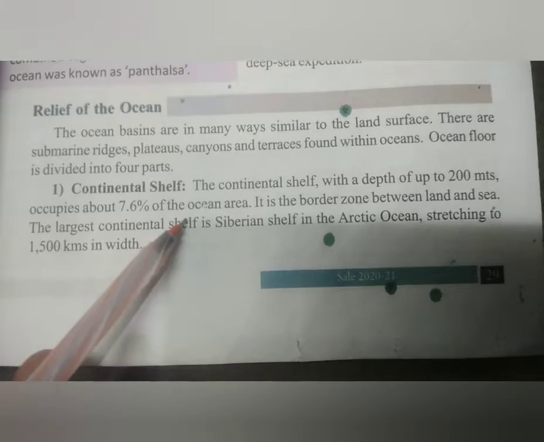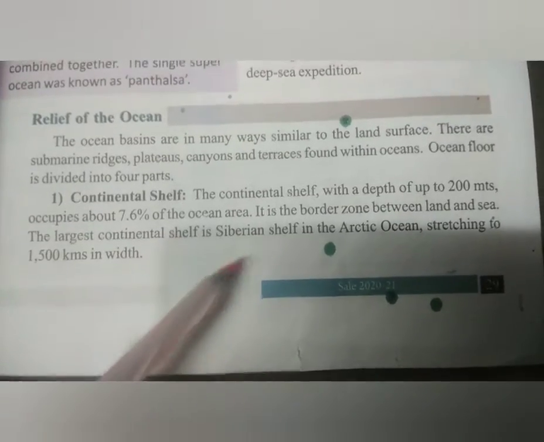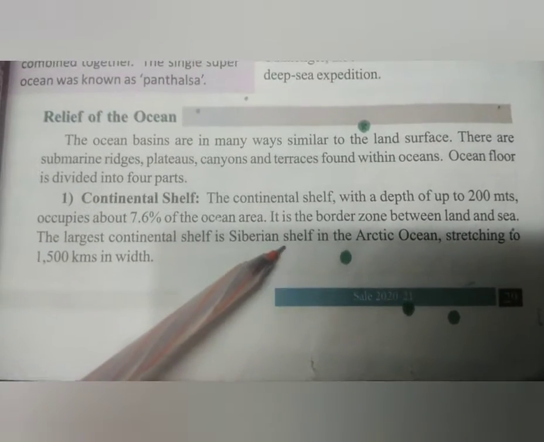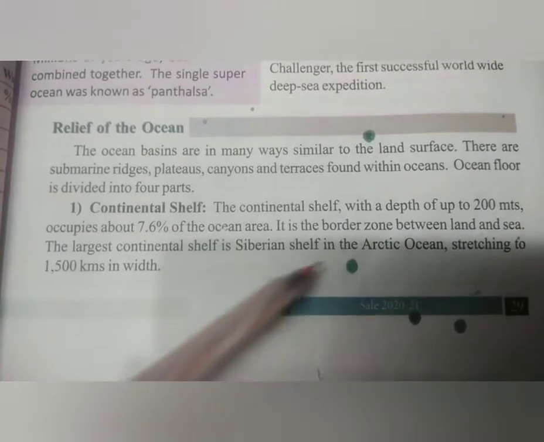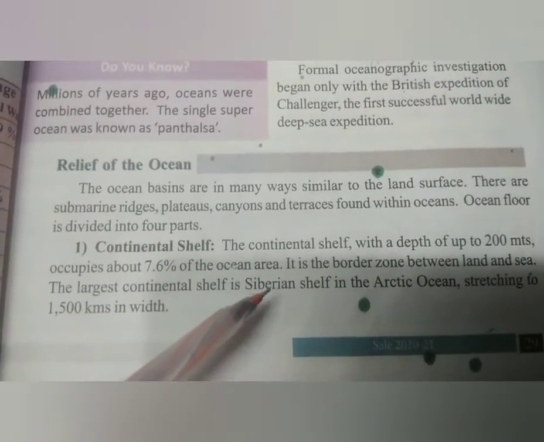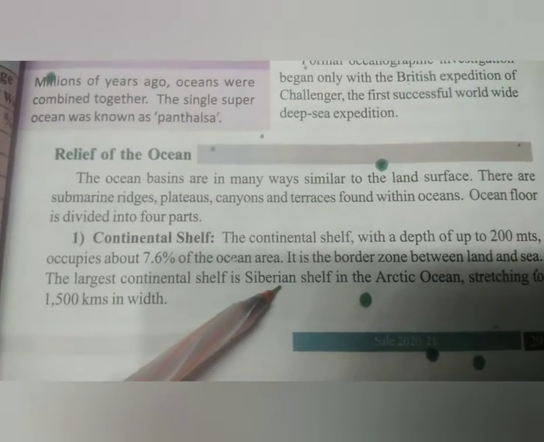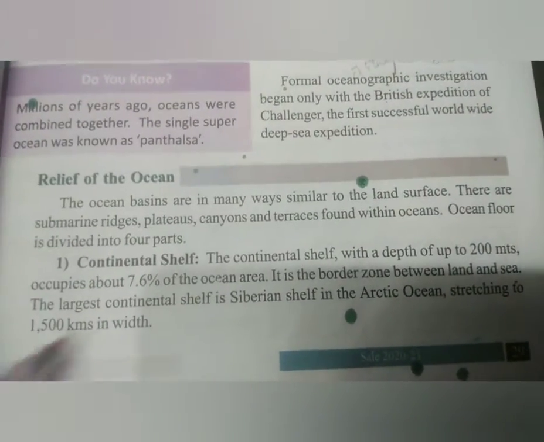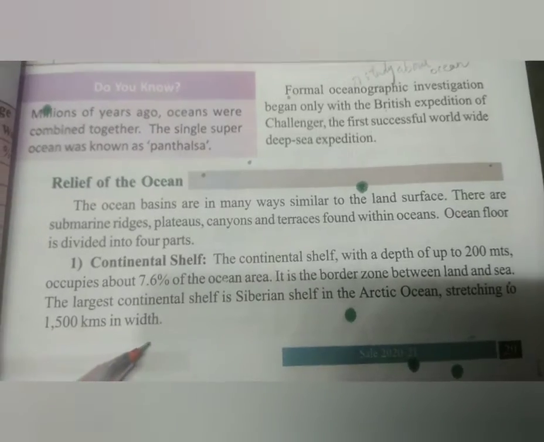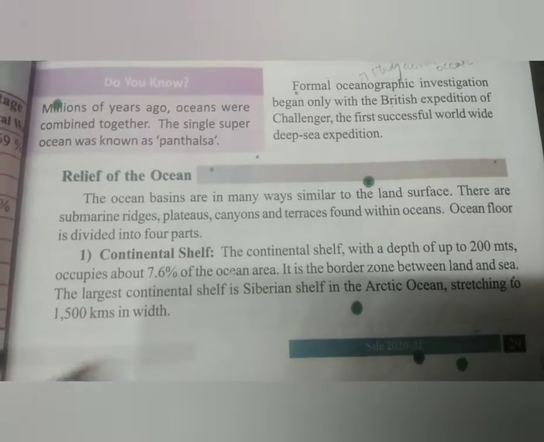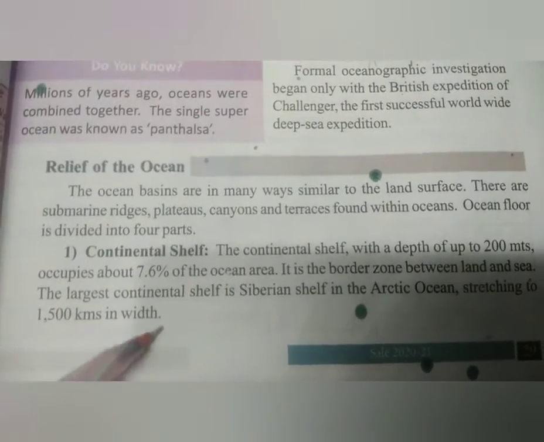Our largest continental shelf is the Siberian shelf. Where is this Siberian shelf? In the Arctic Ocean. It is about 1500 kilometers in width. How much width? 1500 kilometers.